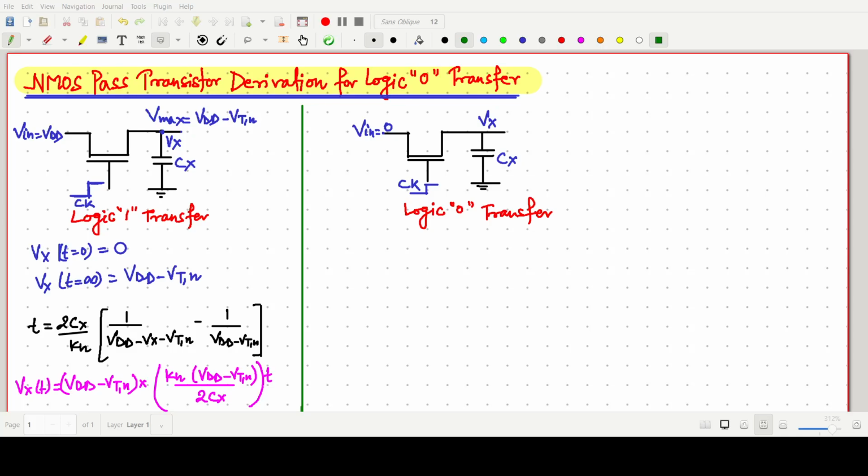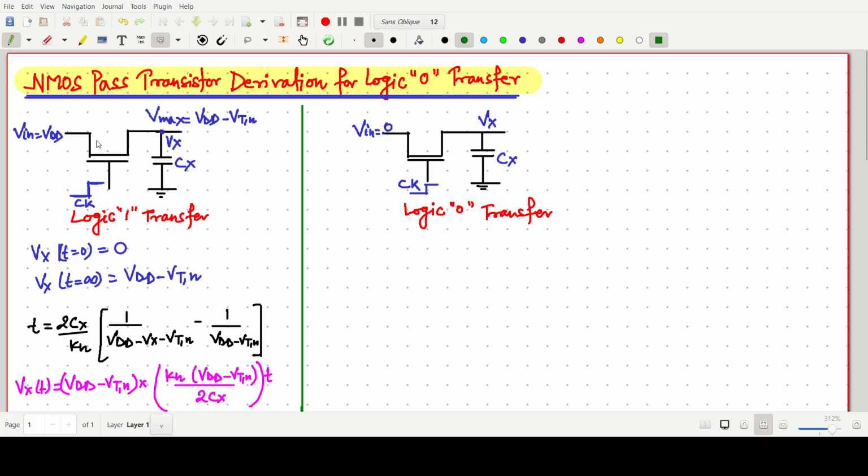Welcome everyone. In this video lecture, we will continue our last video, which is based on the NMOS pass transistor logic for the logic 1 transfer in the earlier video. So today we will discuss the pass transistor logic for the logic 0 transfer. Okay, I just want to continue with some brief idea of what we have covered in the last video lecture.